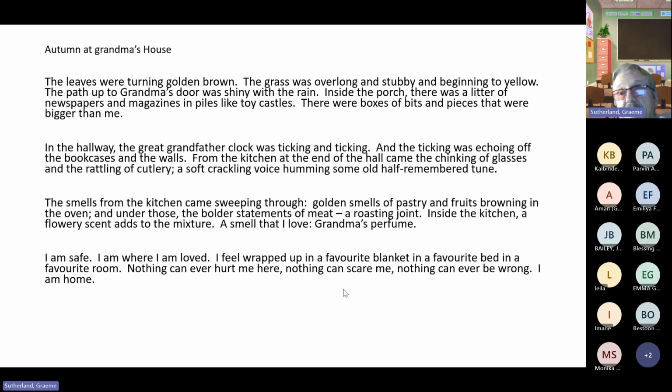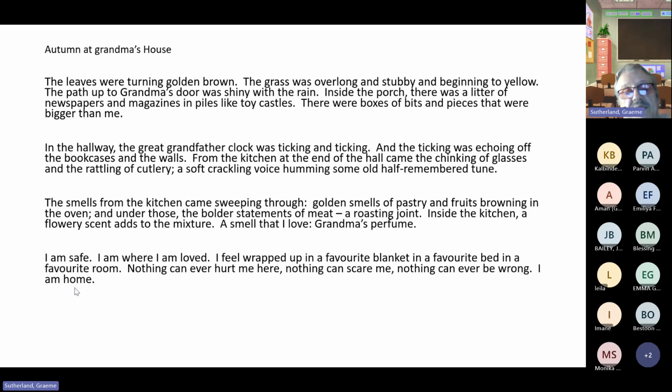And then the last one is about my feelings as a boy, as a little boy, and remembering my feelings. I am safe. I am where I am loved. I feel wrapped up in a favorite blanket, in a favorite bed, in a favorite room. Nothing can ever hurt me here. Nothing can scare me. Nothing can ever be wrong. I am home.